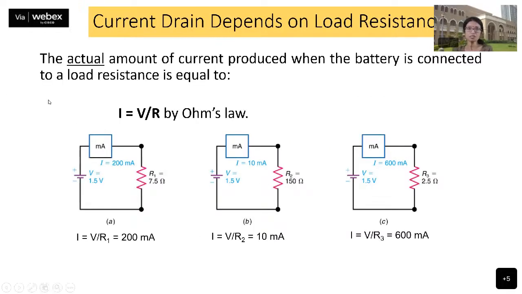Now the actual amount of current which is produced in a battery is dependent on the load resistance it is connected to. Suppose we have a voltage of 1.5 volts and a resistance of 7.5 ohms. In this case, the actual amount of current produced by this circuit is 200 milliamperes. Whereas if you increase your resistance to 150 ohms, then the same circuit is going to give you 10 milliamperes of current. This is determined by Ohm's law, where I is equal to V by R.